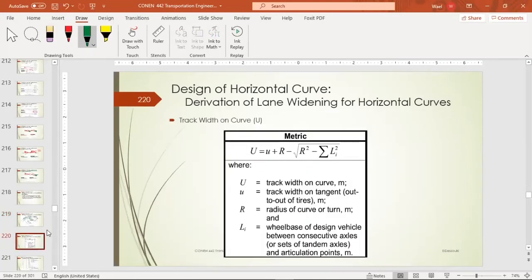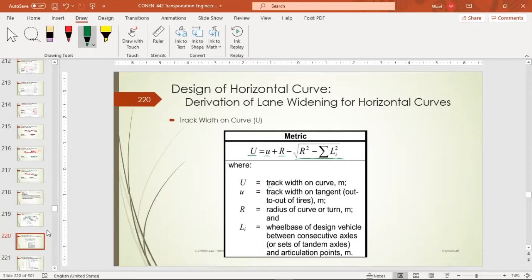So the track width on curve, U, is calculated as follows. It's composed of u plus R minus the square root of R square minus L. So that's the track width on the curve, that's the wheel tracks. And u, that's the track width on tangent.